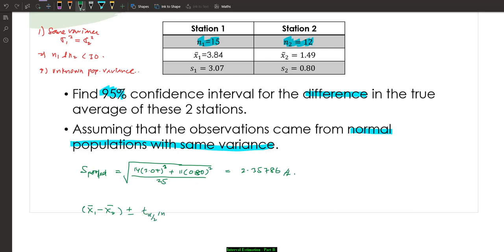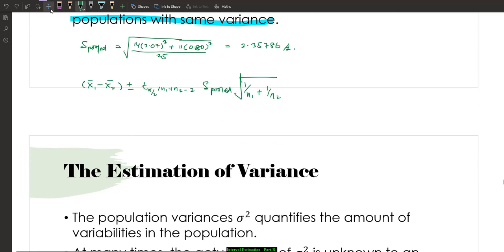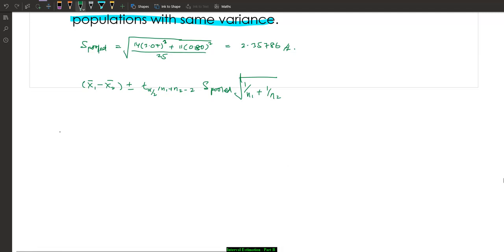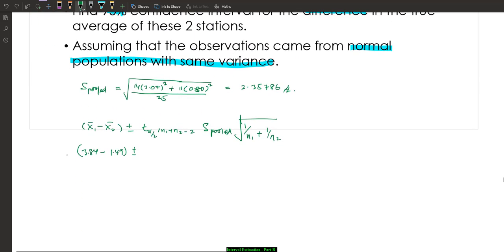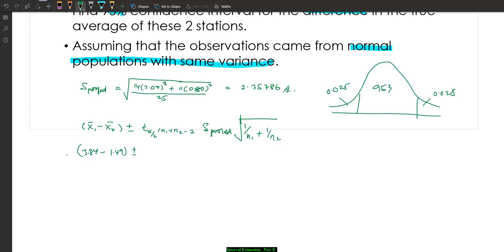Since we're using theorem number 6, we just input the values into the formula: t alpha divided by 2 with N1 plus N2 minus 2 degrees of freedom, times the pooled standard deviation, multiplied with the square root of 1 over N1 plus 1 over N2. This is 3.84 minus 1.49, plus minus t with the degrees of freedom. For a 95% confidence interval, we want to find this area 0.025 and this area also 0.025. So t 0.025 with 25 degrees of freedom should be equal to 2.060.